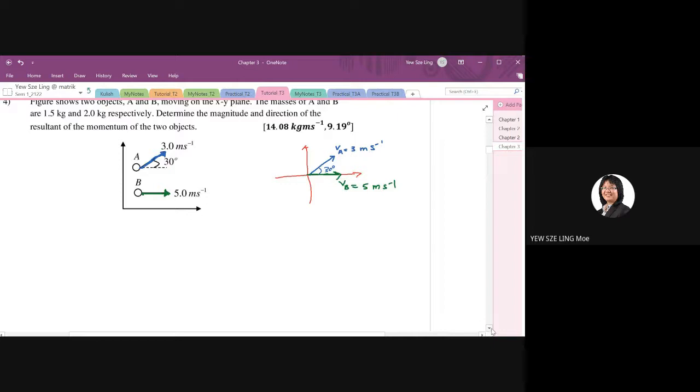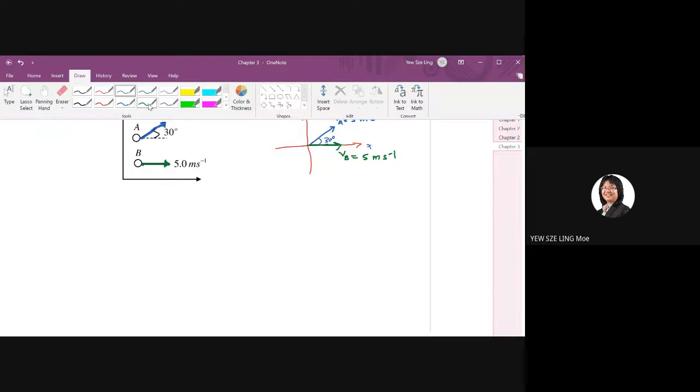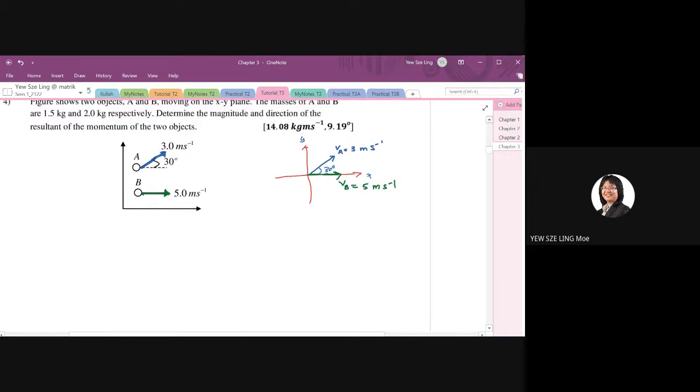Now, why is it so important to know how to construct a new Cartesian coordinate in the XY plane? Because if you recall, I keep telling you that momentum is a vector, and momentum follows the direction of velocity. If you look at the diagram given, these two vectors are moving towards different directions. Therefore, you cannot simply add them up. You need to resolve them. So how are you going to resolve them?